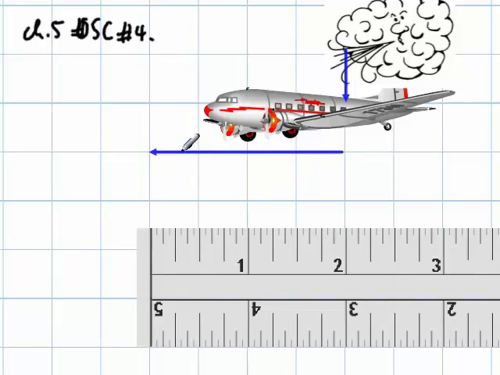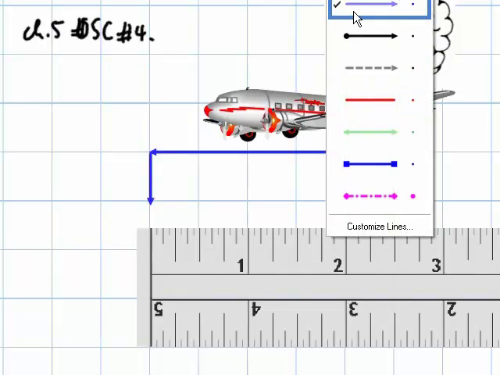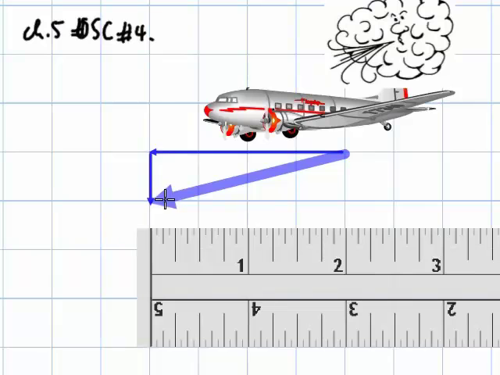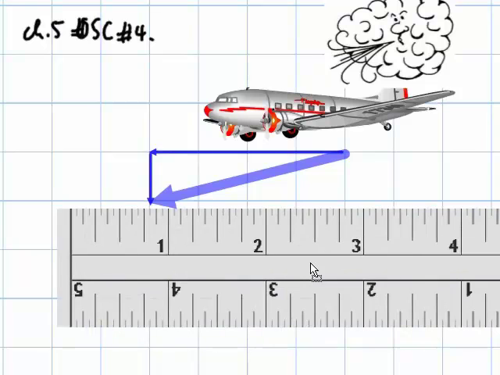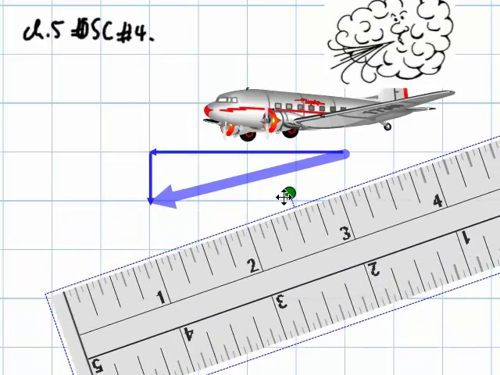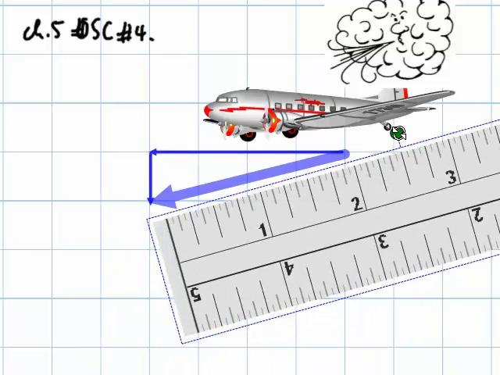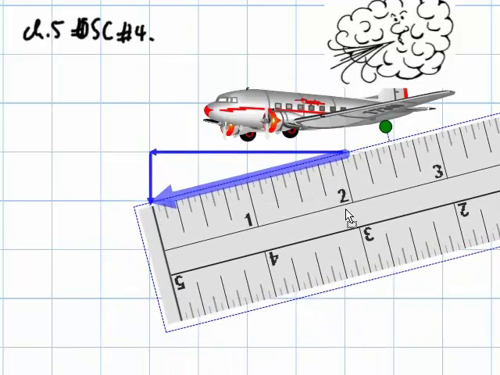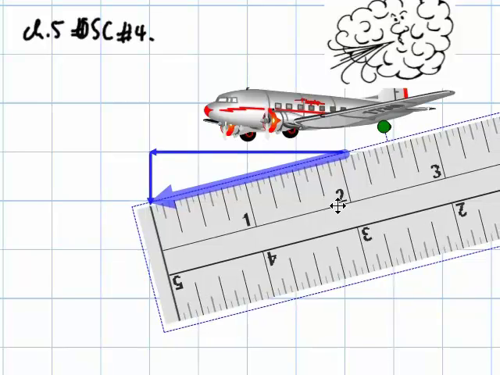So this one here is the 200 kilometers per hour, and that's my scale. And then this one here is the 50 kilometer per hour crosswind. When I put them tip to tail, each square would be 50, and then the resultant would be tail of the first one to tip of the second one. I'm going to use this one here and rotate it. And let's see, slightly more than 200.